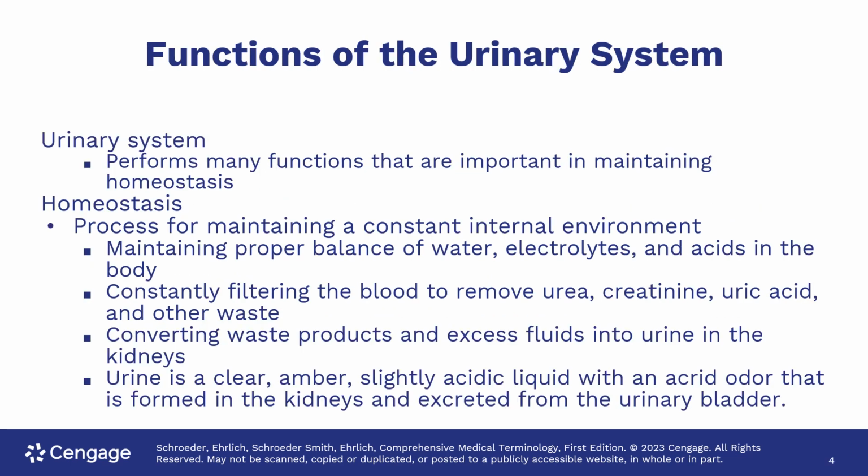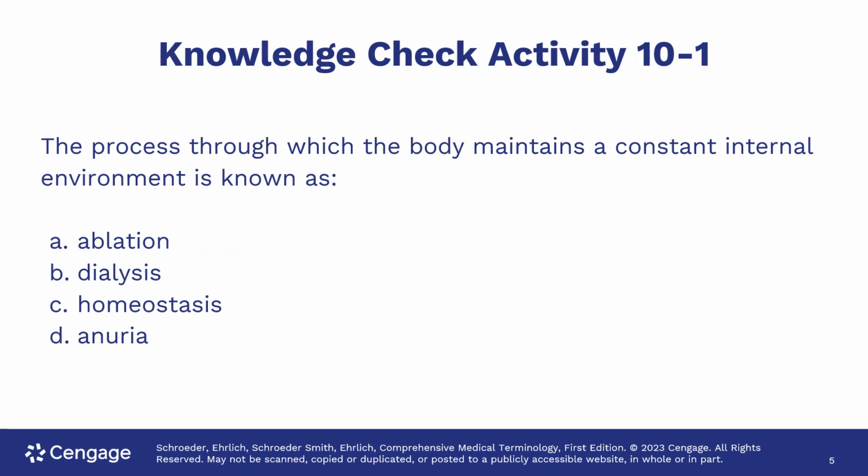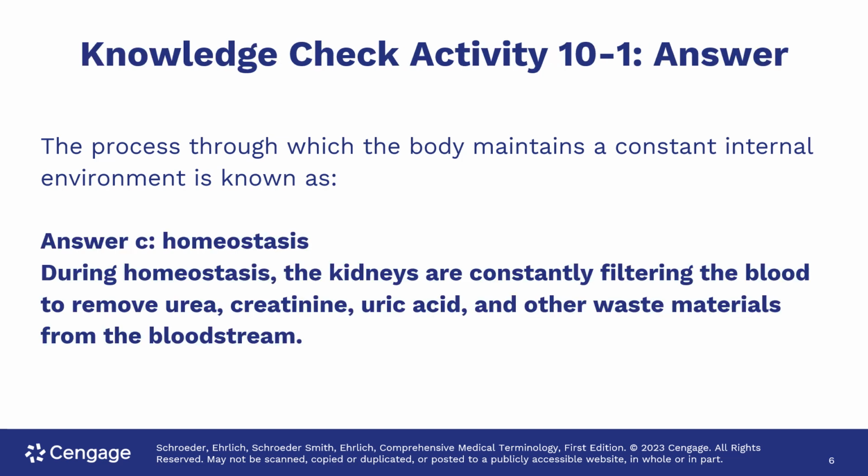What does the urinary system do? Well, it helps with homeostasis. And what is homeostasis? It's the maintenance of a stable internal environment. It does this by maintaining the balance of water, electrolytes, and acids. It filters the blood to remove waste products, produces urine by converting wastes into water. The process where the body maintains a constant internal environment. Homeostasis, we just said that in the first slide.